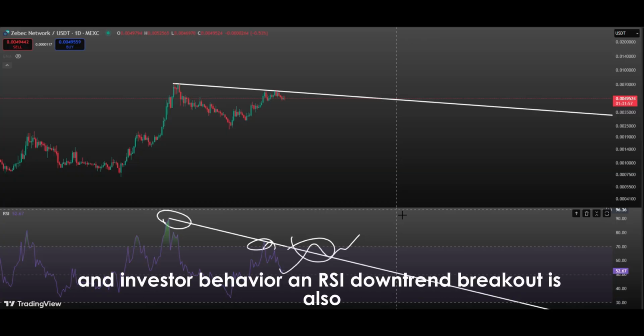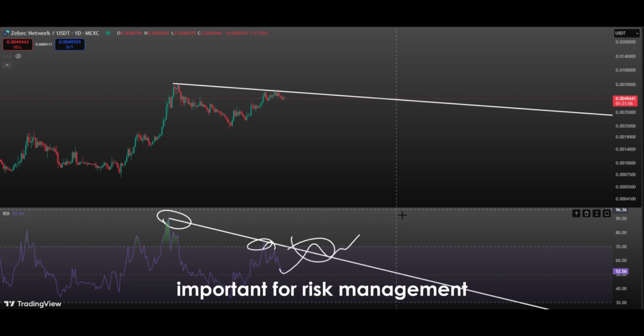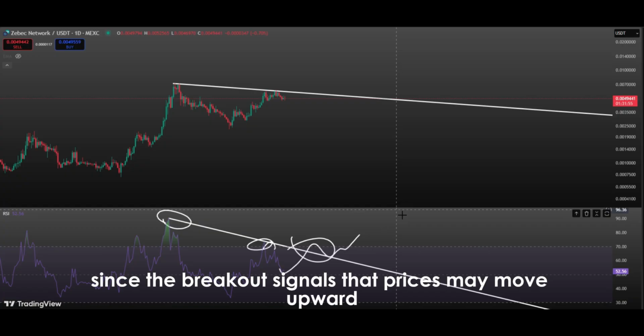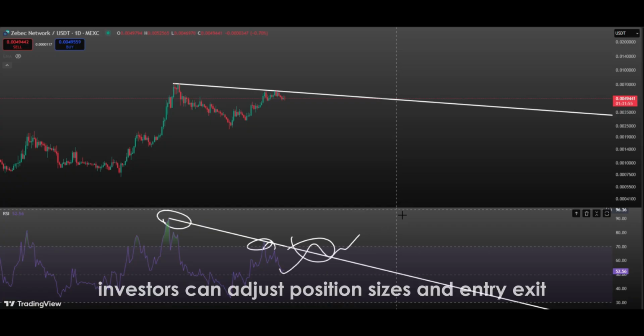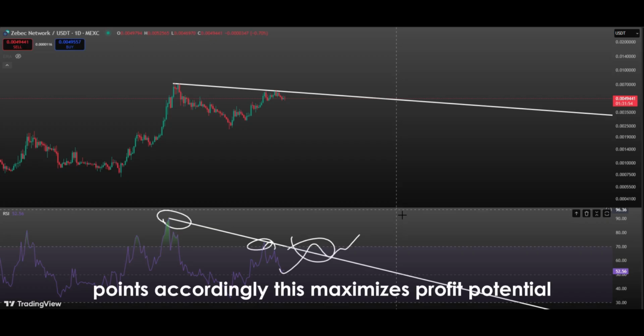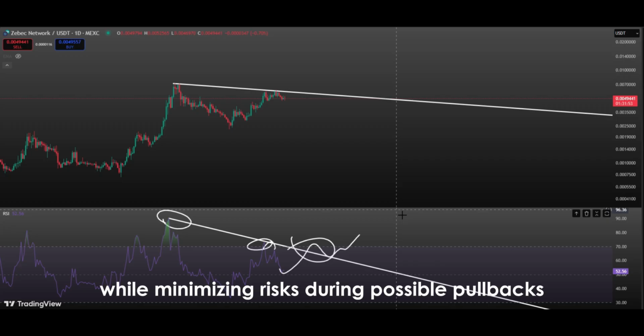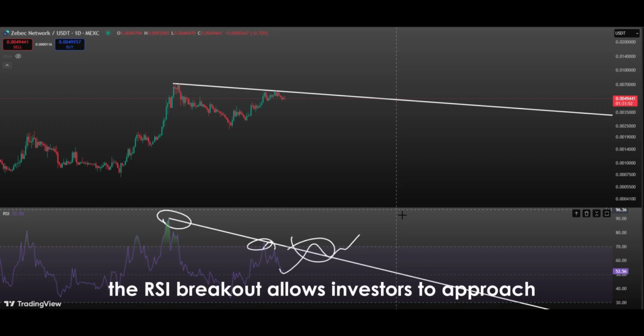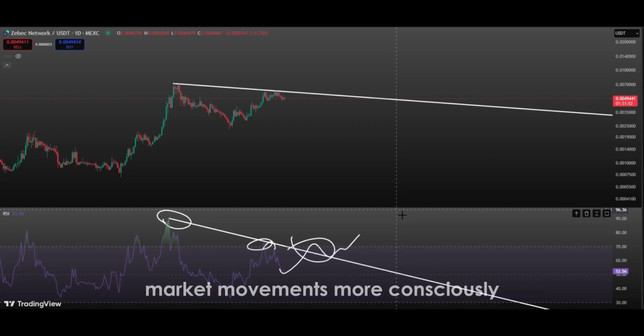An RSI downtrend breakout is also important for risk management and position optimization. Since the breakout signals that prices may move upward, investors can adjust position sizes and entry-exit points accordingly. This maximizes profit potential while minimizing risks during possible pullbacks. The RSI breakout allows investors to approach market movements more consciously and strategically.